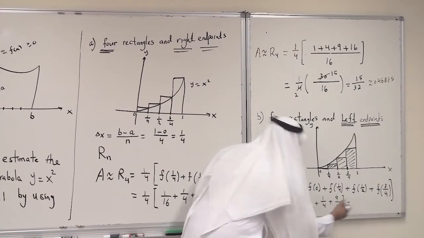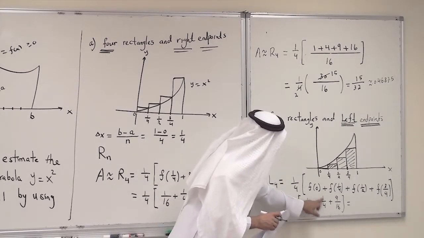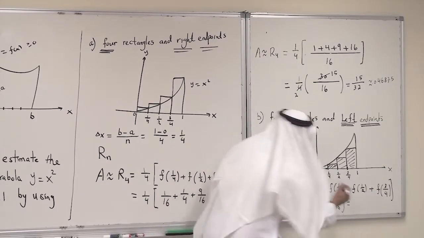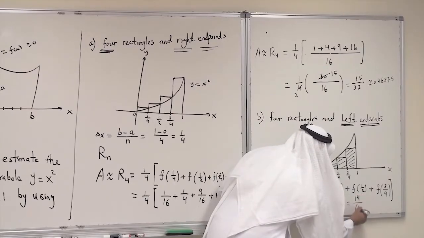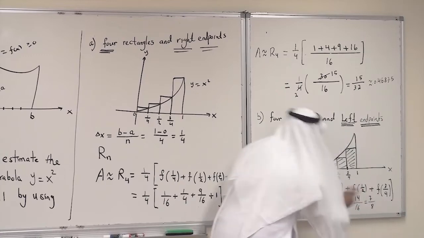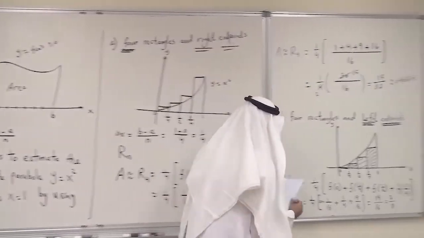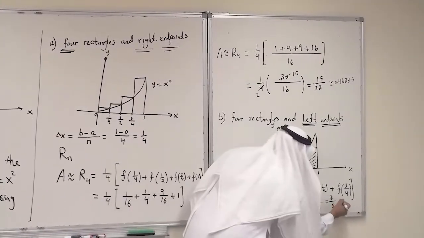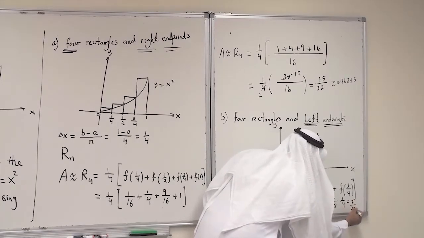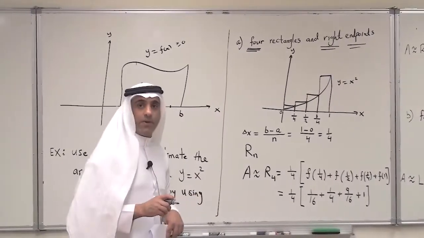If you calculate this one after making the common denominator, you need to multiply by 4 here to make it 16. So this is 4 plus 1, that is 5. 5 plus 9 is equal to 14/16, or you can write it as 7/8 by dividing by 2. Multiplying by 1/4, so the final answer will be 7/32. That is the estimation by using what we call left point approximation.